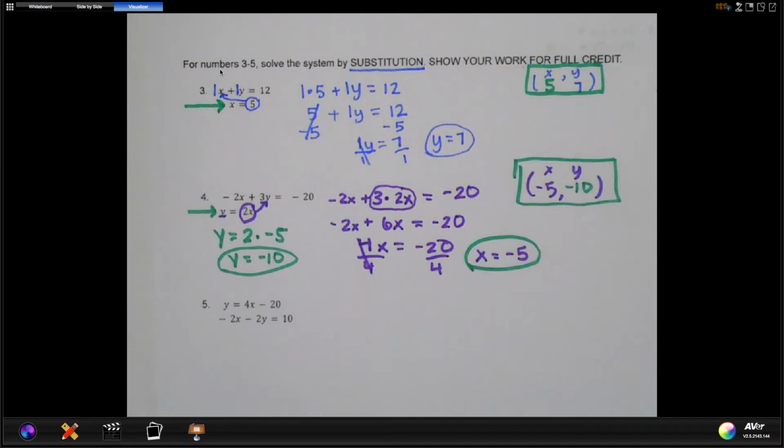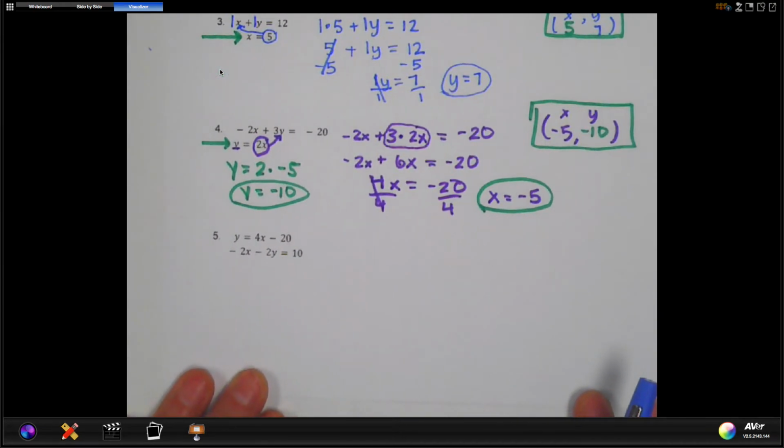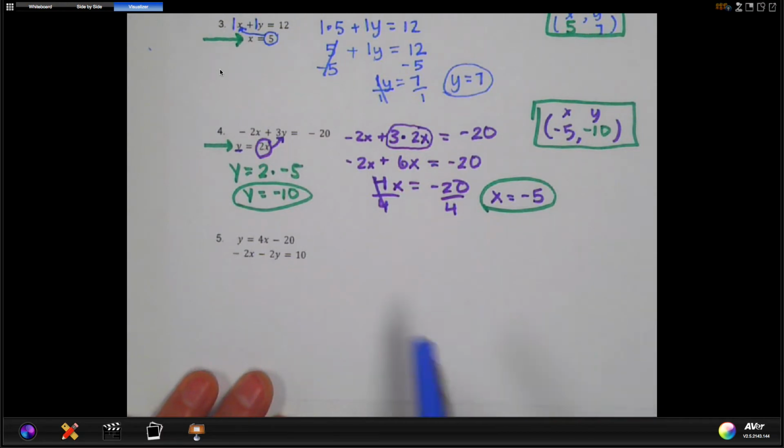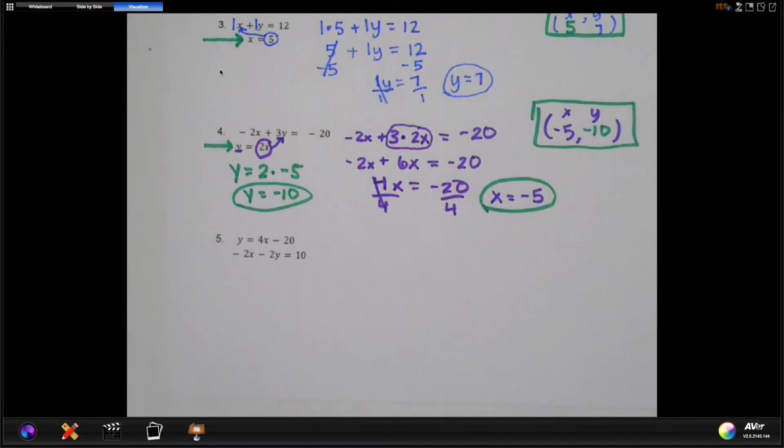Okay, the last one on the front, and then I will make a separate video for the back so that it doesn't get too long. So again, we're still in the substitution section. So even though our equations are gradually getting longer, we're still wanting to look for the one that says either x equals or y equals.